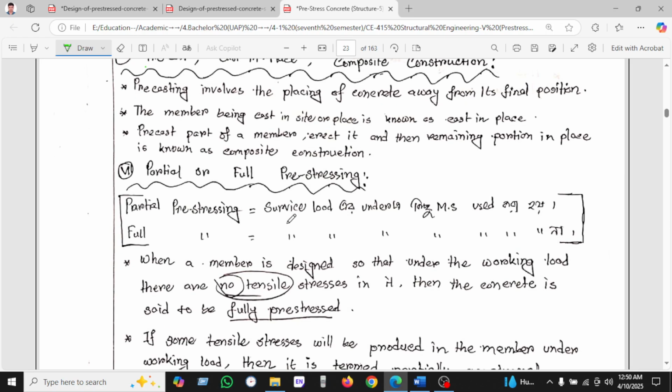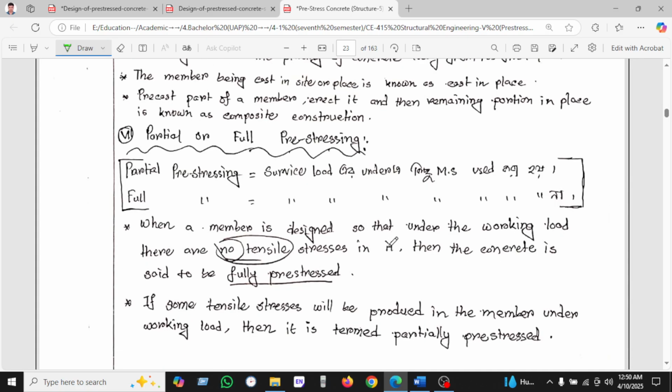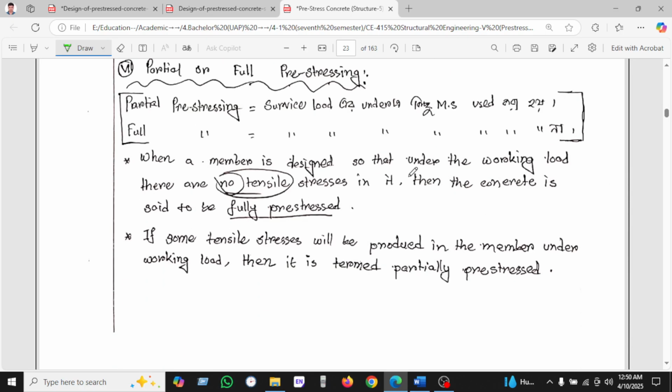So partial prestressing is under the service load, with mild steel used, and full prestressing is constructed under the service load, but the mild steel rod is not used. When the member is designed so that under the working load there is no tension stress in the member, the concrete is said to be fully prestressed.